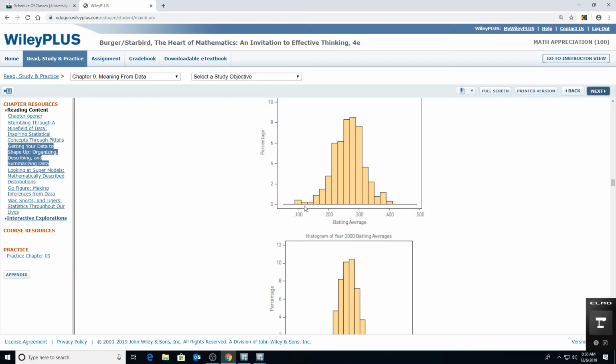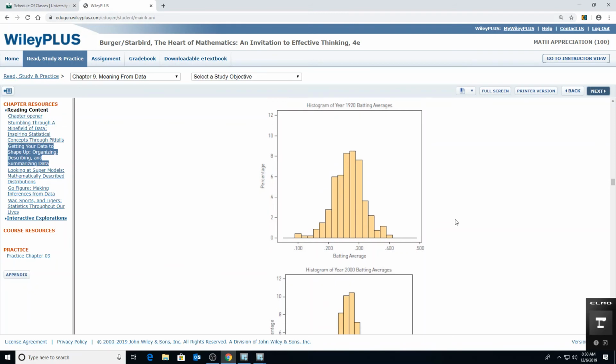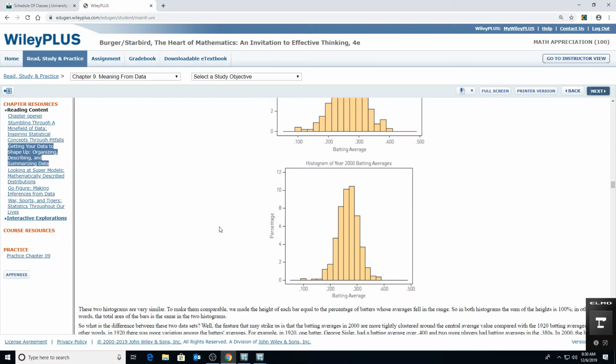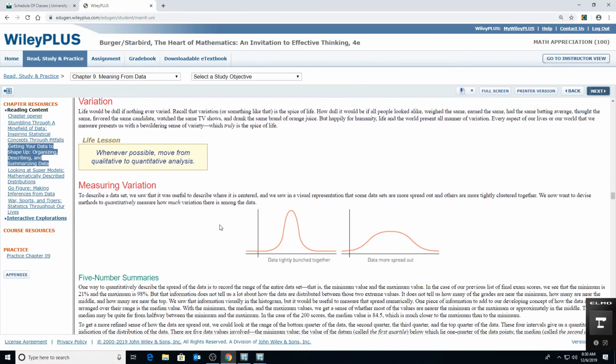What we can find out about bell curves is how widely the data is distributed. These are batting averages in 1920 and batting averages in 2000. You see the ones in 1920 are spread out more, and the ones in 2000 are clustered closer together. How far the data is distributed is called, who knows what it's called? Anybody? Variation, okay? Data tightly bunched together will have a small variation. Data spread out more will have a large variation. So when you hear people talking about variation, that's what they're talking about.